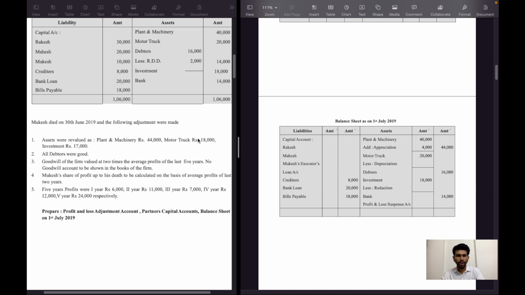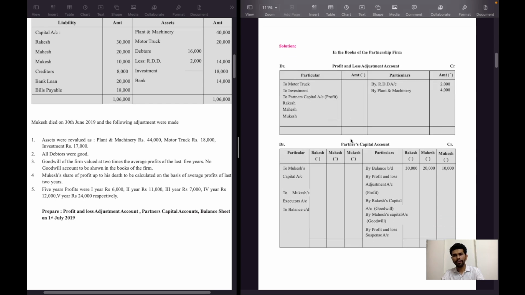Next, motor truck 18,000 rupees. The value of motor truck is 20,000 rupees. We have to reduce by 2,000 rupees, and balancing 18,000 rupees will be on outer column. In case of motor truck, the value is decreased, so it will come on revaluation account debit side, 2,000 rupees.